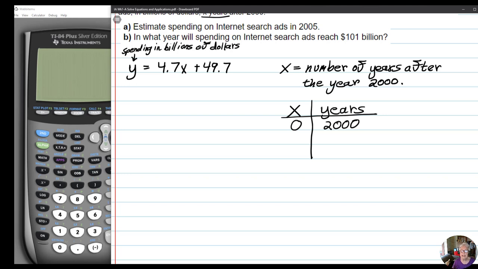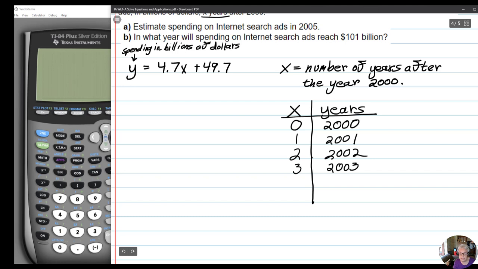This is a very common tool in economics and in the sciences, so you need to become familiar with it. You'll be using it a lot in college algebra. Year 0 is the year 2000. Year 1 is the year 2001. Year 2 is the year 2002. And so on.